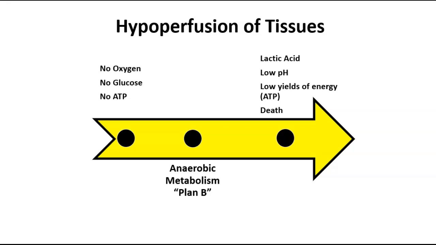When we are in anaerobic metabolism, that plan B, 1 mole of glucose, so 1 glucose molecule can only make 2 ATP. So if you do that math, it leads you to the aerobic metabolism being 19 times more efficient.